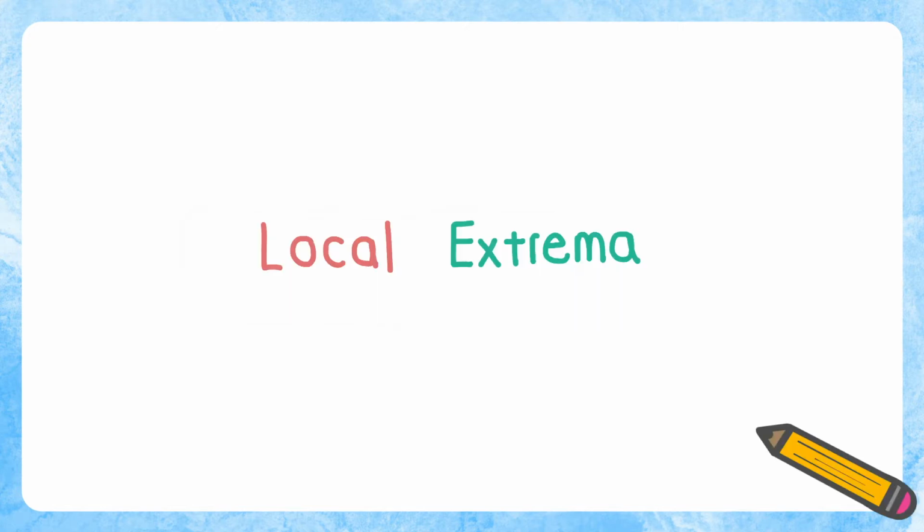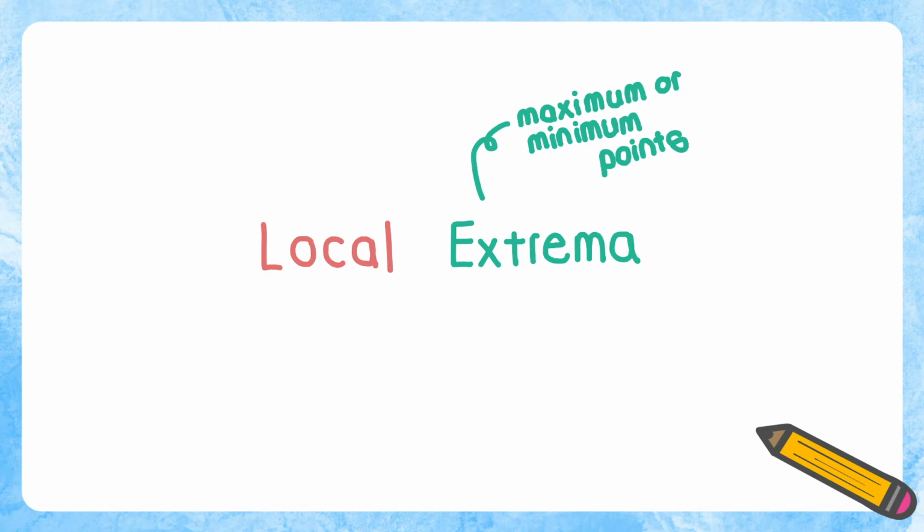First, let's take a look at the local extremas of functions. So let's break down this word, local extrema. So what does this mean? Well, extrema is just like a fancy way of saying maximum or minimum points. And then local is just nearby or like in the area. So the local extrema is just the maximum points or minimum points in the local region you're looking at.